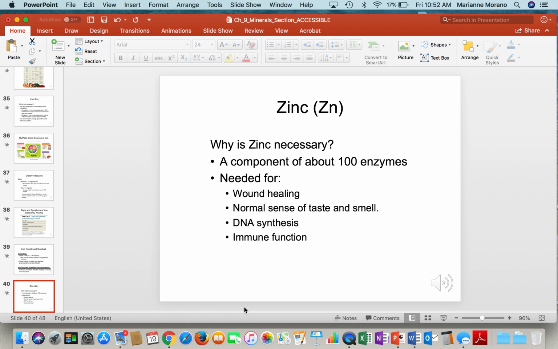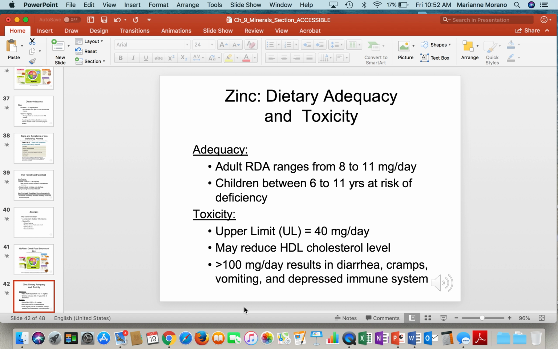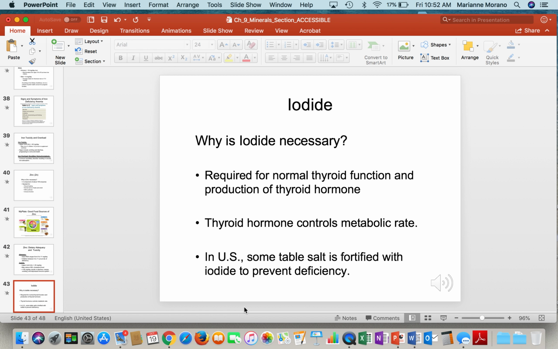Zinc is very important for wound healing and immune function, so again, you want to make sure you're getting all the sources, and in this particular graphic, we can see the food groups and the food sources of zinc. And you can see in this slide, we talk again about the RDA and the toxicity with regard to adequacy, upper limits. So pay attention to these. Most people do not have any problem with toxicity if they're not supplementing. Over supplementation can cause that.